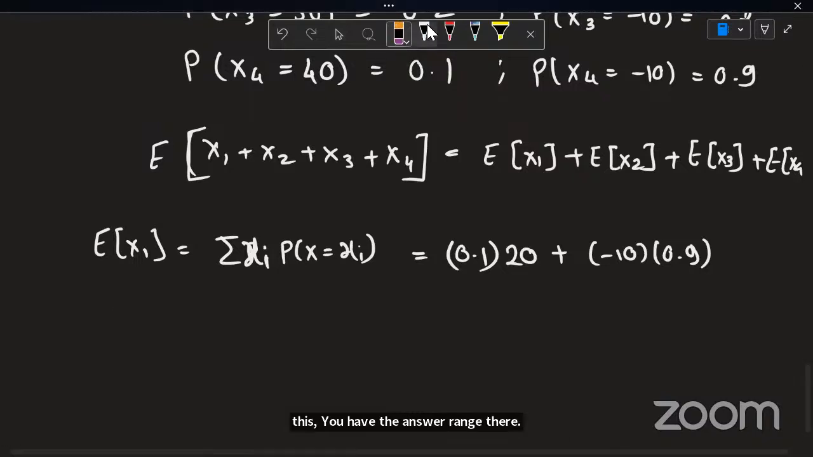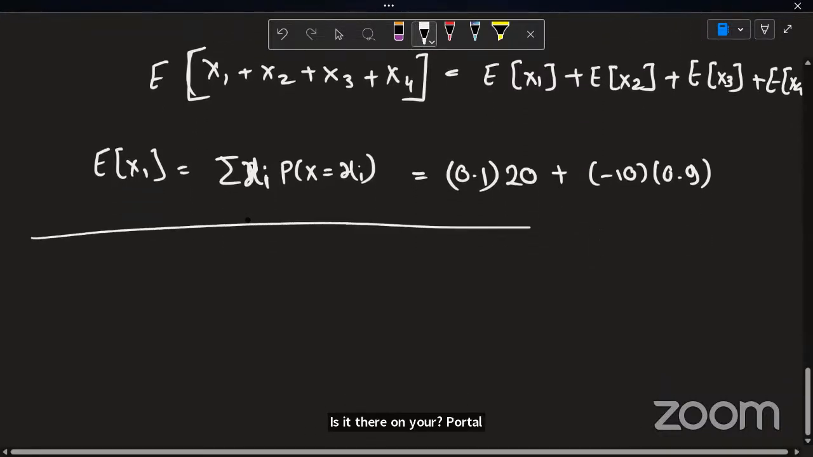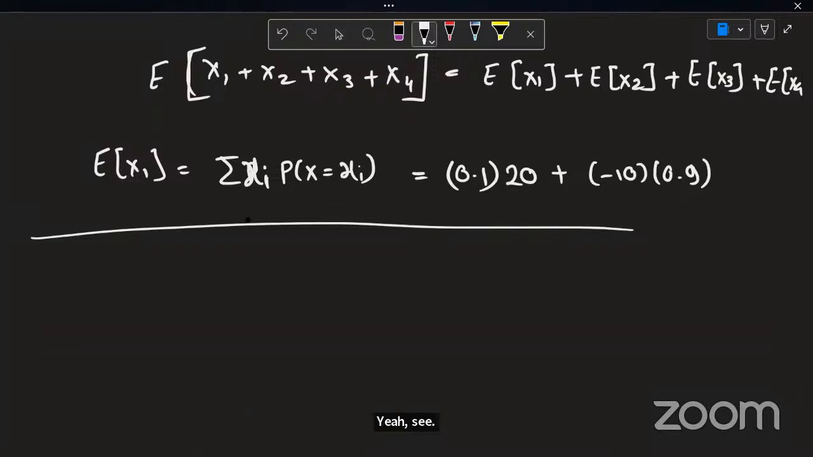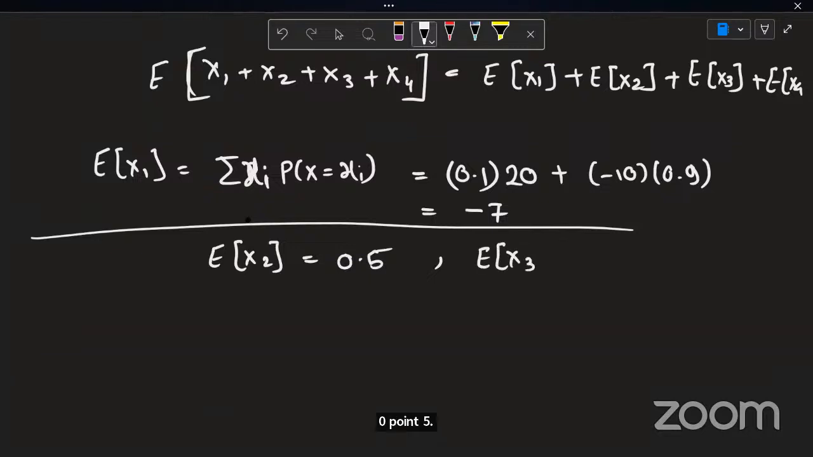Is it there on your portal? Ma'am, we need to consider losses as well because the answer is in negative. That's why we have taken this as loss, as -10. So once you calculate this, the expectation of x1 will give you -7. Similarly, I'm directly putting the values for x2. When you do the same calculation, you will get 0.5. For x3, your expectation will be -2 and the expectation for x4 will be -5.